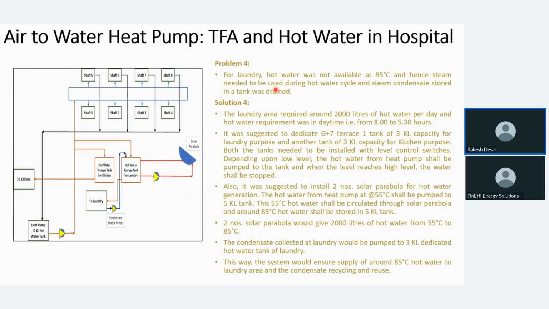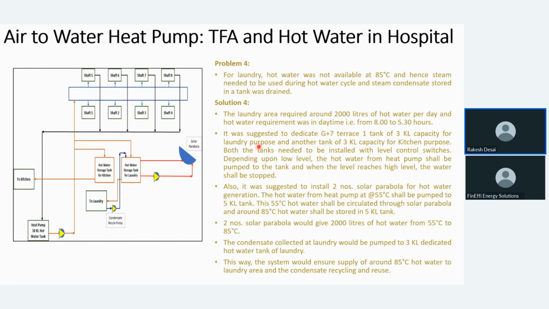The last problem was about laundry, where it was requiring 85 degree centigrade, so steam was used and whatever condensate was generated, it was drained. Now, by asking them and by calculation, we came around that around 2000 liters of hot water is required per day in the laundry, and it was required in the daytime only, from 8 hours to 5:30 hours in the evening.